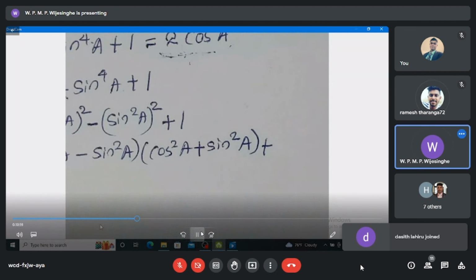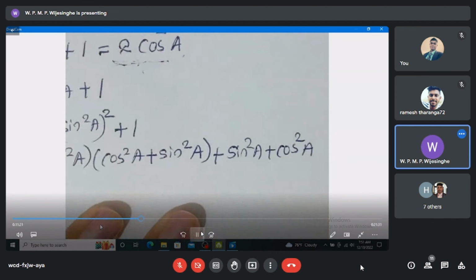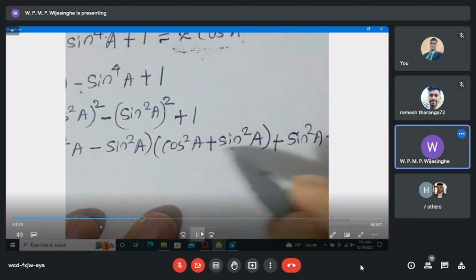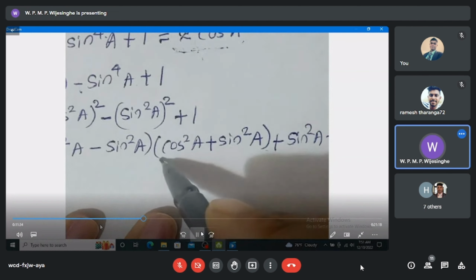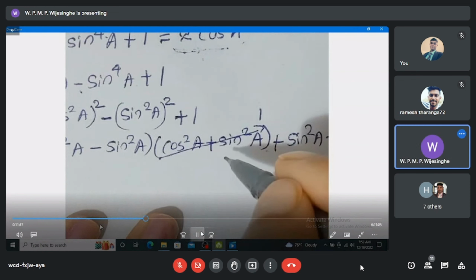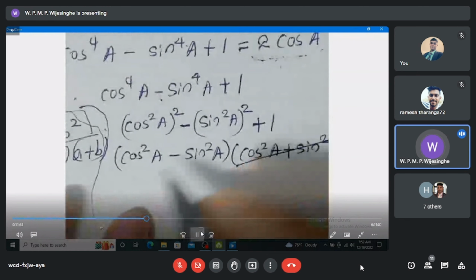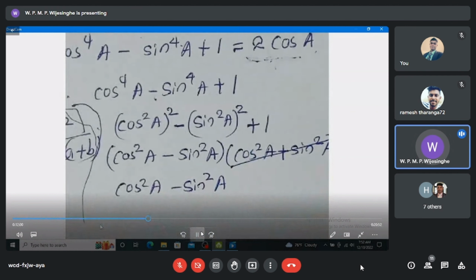I can write by using the trigonometric relationship between sine and cos, sin square A plus cos square A is equal to 1. I'm going to use it here. Sin square A plus cos square A, right? Here, this one, cos square A plus sin square A, it is 1. I can use this relationship to get this value 1. Then here it remains cos square A minus sin square A. We do this by aiming at the final output, right?